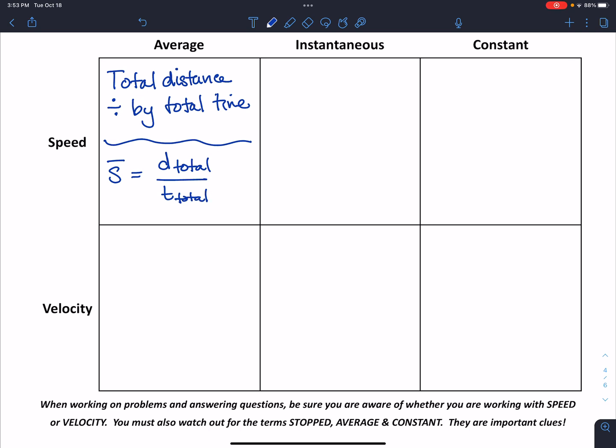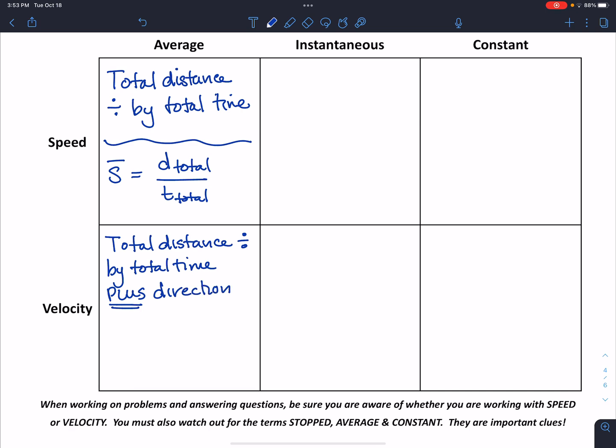If we think about velocity and average velocity, it's the same thing. It's total distance divided by total time, plus direction. So we have to include that directional piece. Did we move forward? Did we move backwards? East, west, north, south? Our V average formula is the same as for speed, D total divided by T total, but we just need to be sure to include which direction our object is moving in.